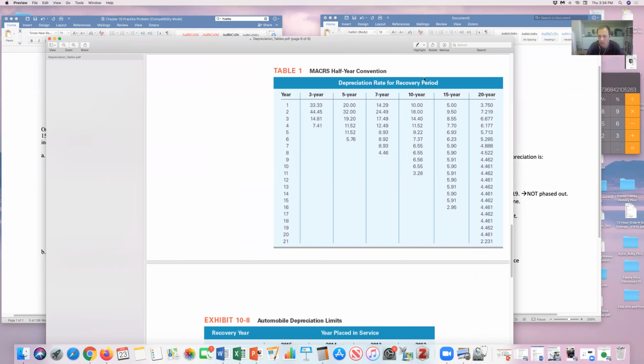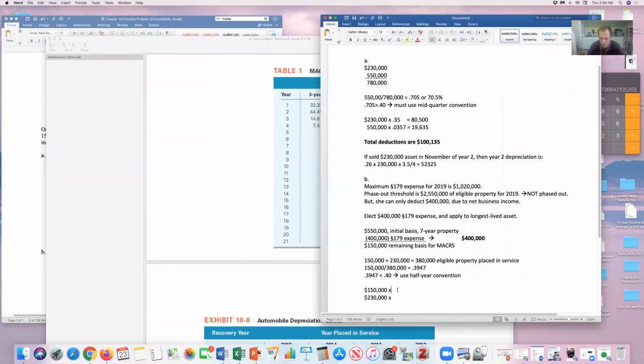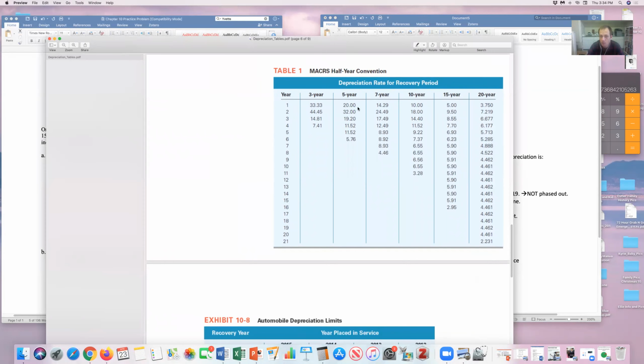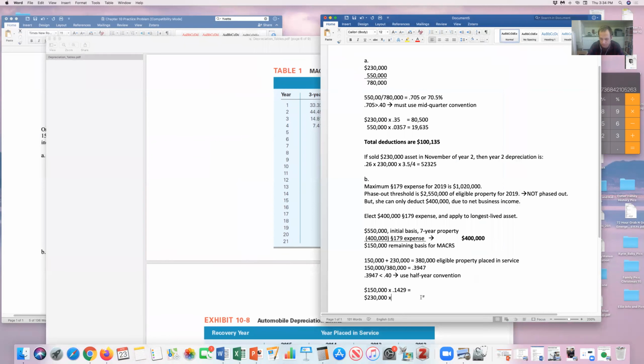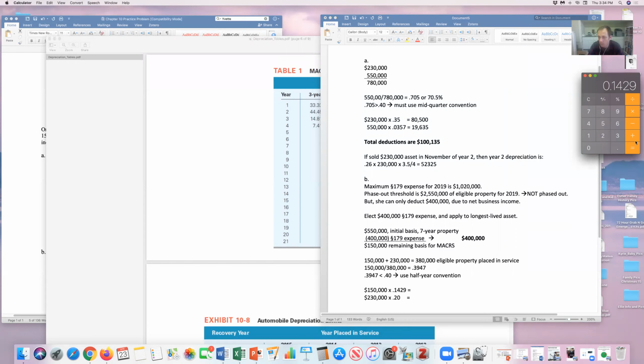This table is not labeled great. These are percentages or rates. So let's see, I want to use 0.1429. And for the 5-year property, I want to use 20%. So now my maker's depreciation is 21,435 there.